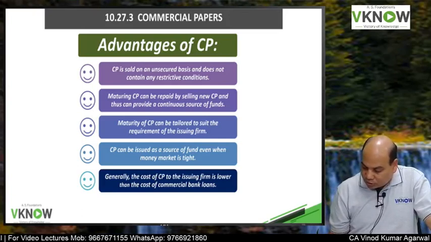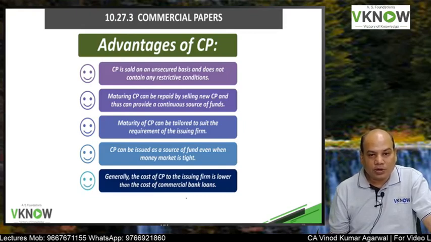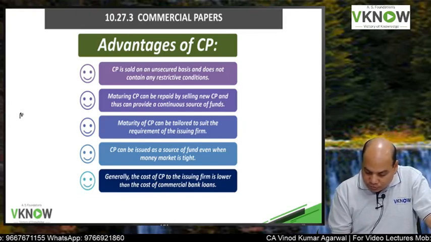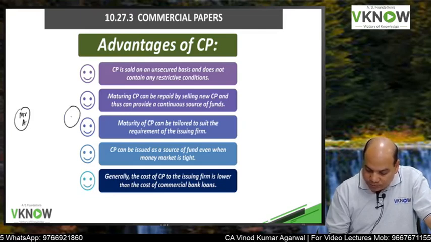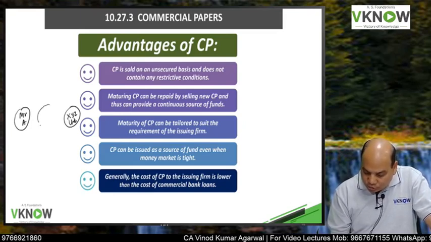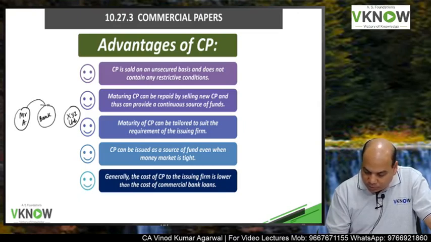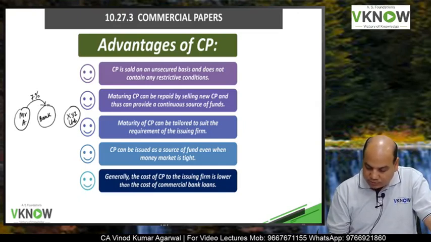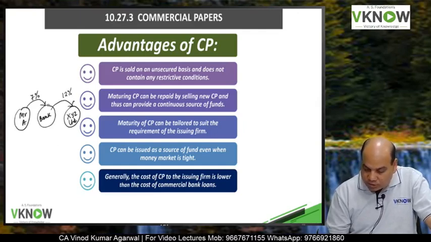And the last is, generally the cost is lower compared to bank loan. Cost is lower compared to bank loan. You will ask why. I will tell you. Suppose this is Mr. A and this is the company XYZ Limited. Between the two there is a bank. So Mr. A deposits his money in the bank. The bank pays him 7% interest. Then the bank gives a loan to XYZ at 12% interest.